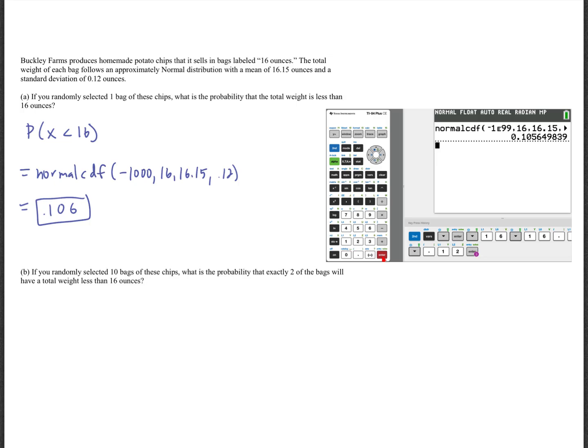As we're selecting these bags, there's a success and a failure: weighs less than 16 ounces or doesn't weigh less than 16 ounces. So this is a binomial setting, so we can use binomial PDF. And they say exactly 2, so that's PDF. Okay, so we'll go to the calculator.